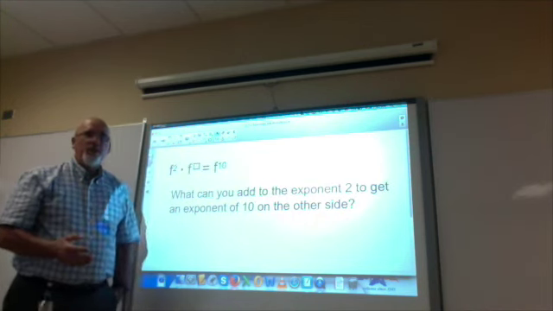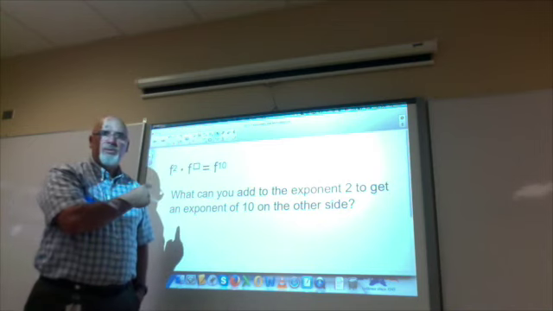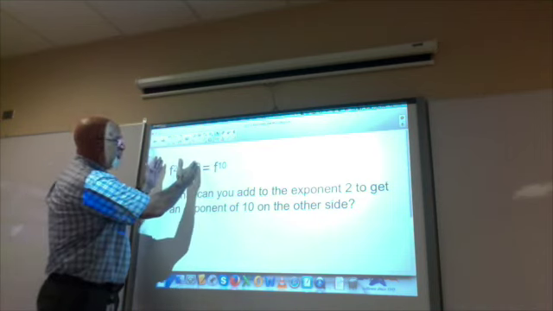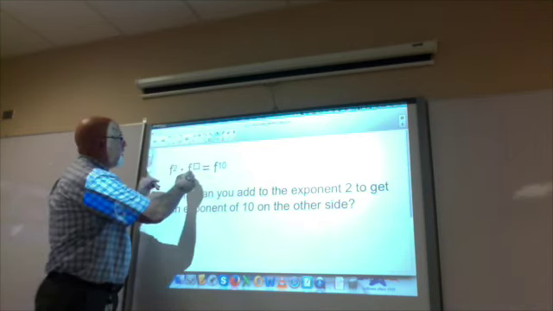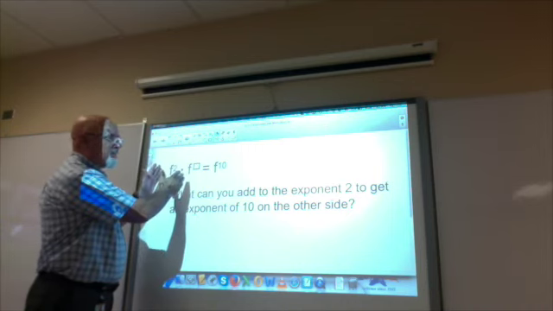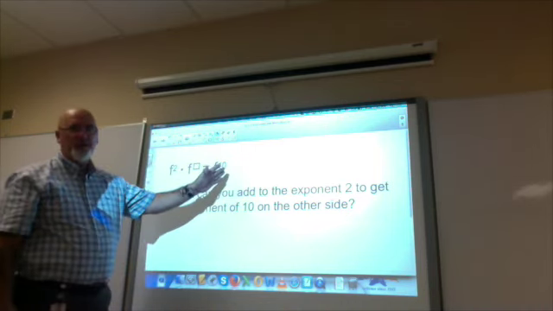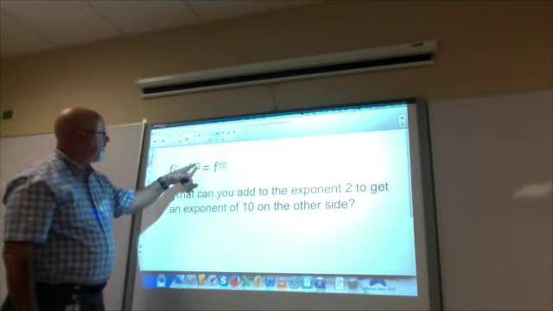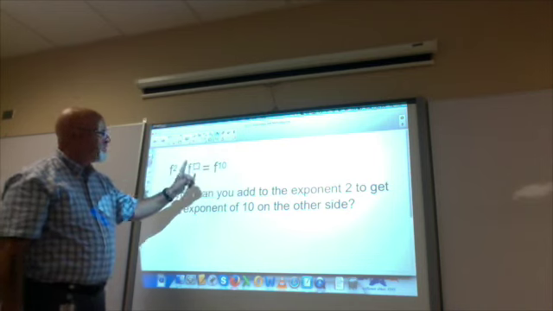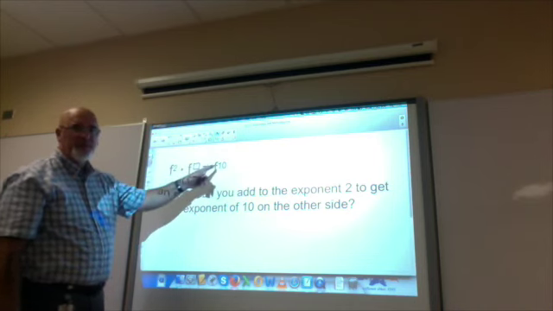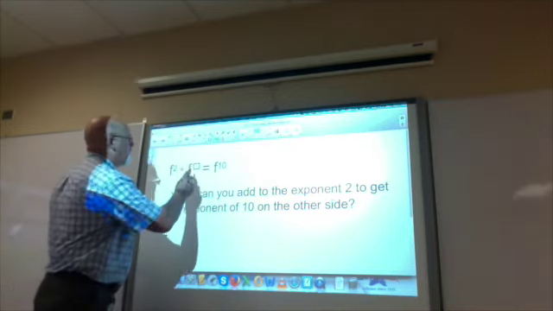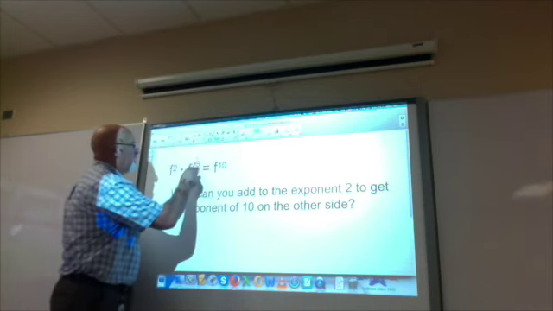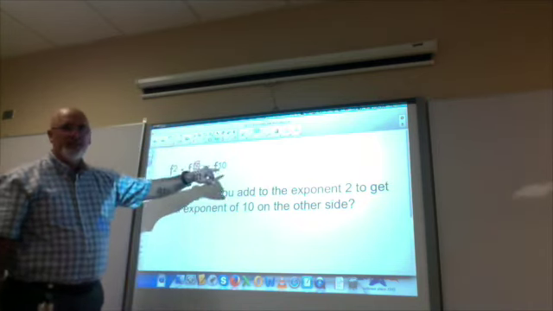Okay, finally, what can you add to this exponent 2 to get an exponent of 10 on the other side? Is the question that's being asked here. Because you know that you multiply these two powers to get this final power over here. And what we've learned is that you add the exponents. So you know that you're going to add this one and this one to get 10. So what can I put here that's going to give me a total of 10? Let me see if I've got this up here. No. Okay, so it will be 8. So 2 plus 8 is equal to 10.